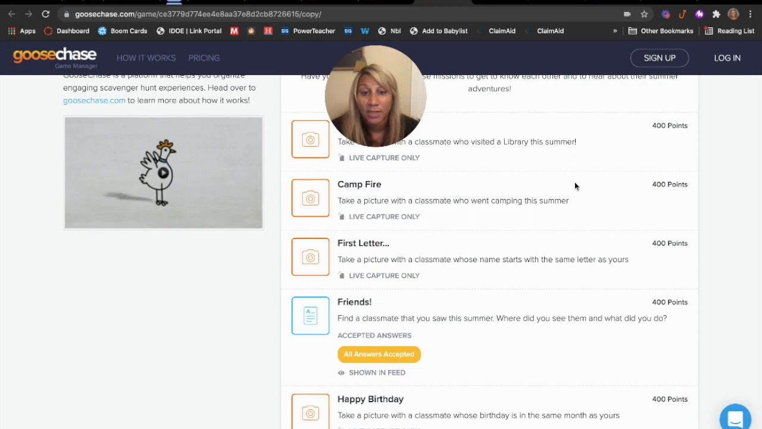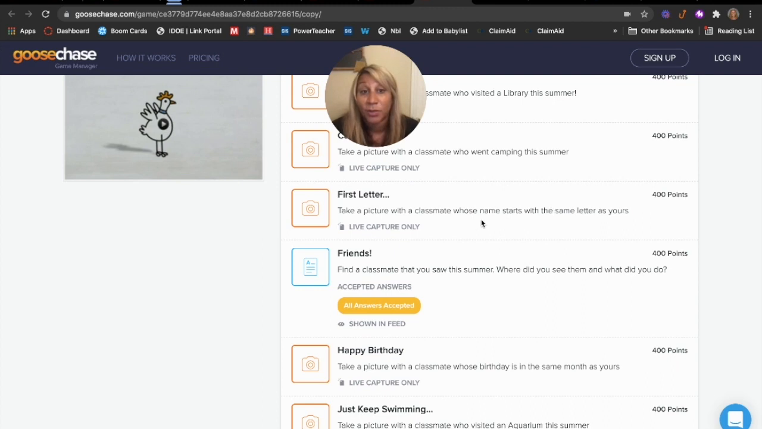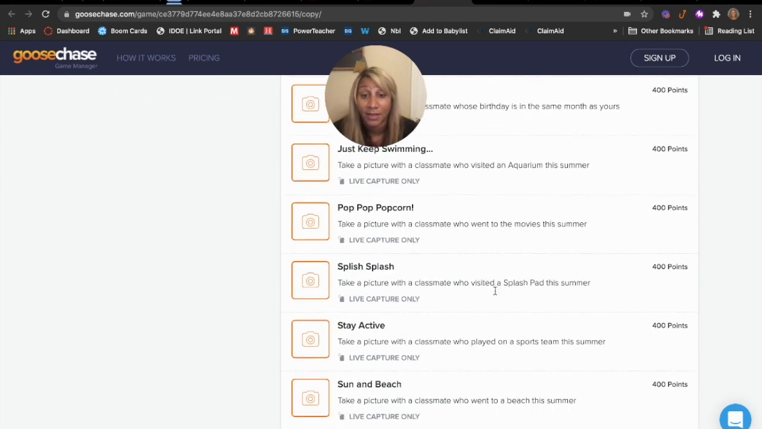Some other activities it said: take a picture with a student who went camping this summer. Take a picture with a student whose name starts with the same letter as yours, and then you can post that up on a bulletin board and make it interactive. Find a classmate that you saw this summer. Remind students that it's okay if they can't find all of these things. This is just a for fun activity. All of these different things.